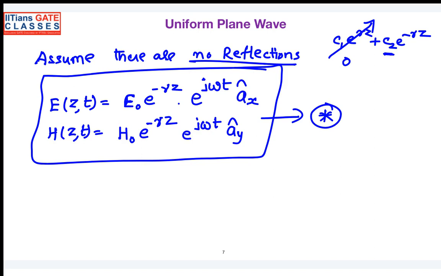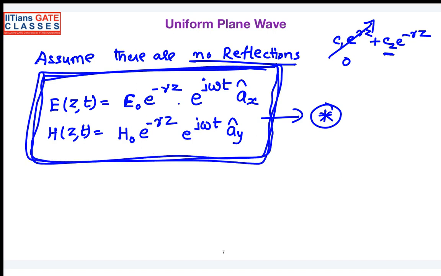Is there anything wrong in these two statements? If I assume there are no reflections, is there anything wrong with the equations? If you're assuming there are no reflections, these two are valid equations because your gamma is going to be always positive, and in that case, these two are valid. So any questions till now? You are free to ask.